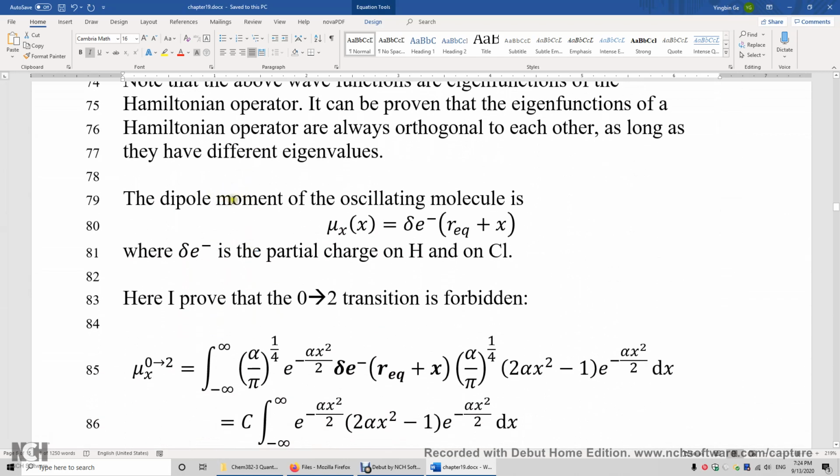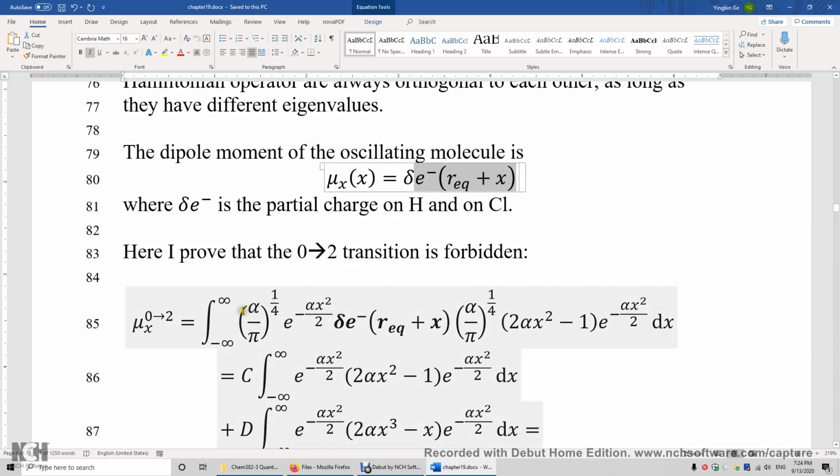Alright, now let's write the dipole moment of an oscillating molecule such as HCl. You have a partial charge on hydrogen, you have a partial charge on chlorine. So I'm going to use this delta e minus as the partial charge. And the dipole moment is the partial charge times the distance of separation. So this part is simply the distance between hydrogen and chlorine. It's not always the equilibrium bond distance. Very often it's a little bit different from the equilibrium bond distance. That difference is displacement. So this x is displacement. Alright, so now we have the dipole moment.